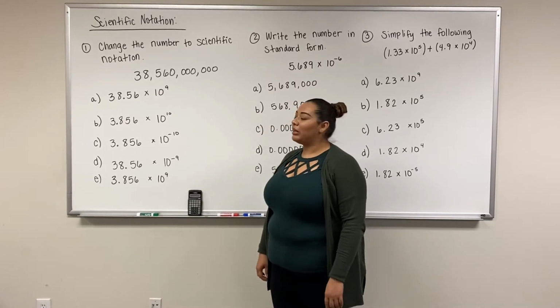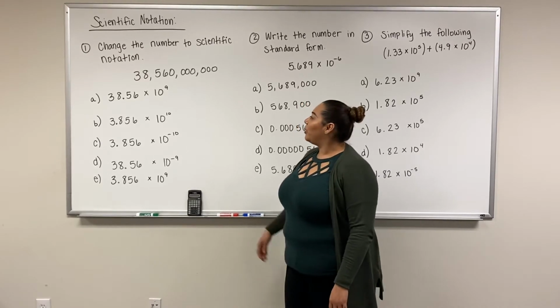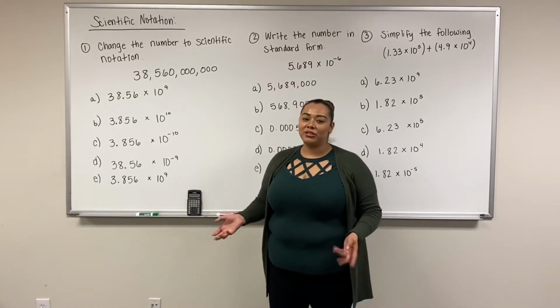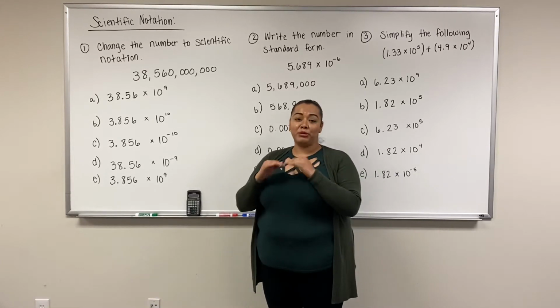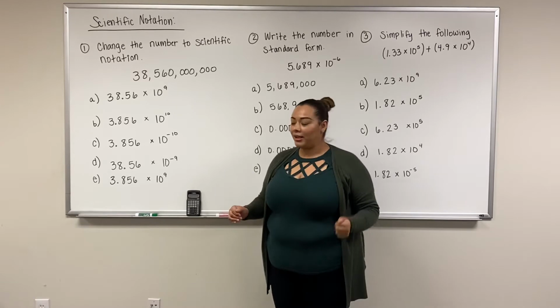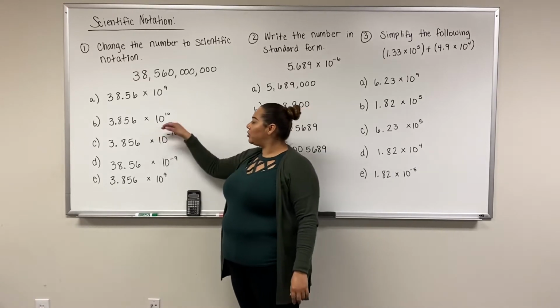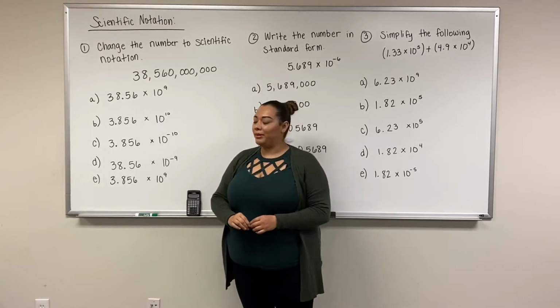So today we're going to be working on scientific notation. First of all, scientific notation is whenever we have just one whole number, so it has to be between 1 through 9. It cannot be above that. And it's going to be times 10 to the power of something. It's always going to be like that.